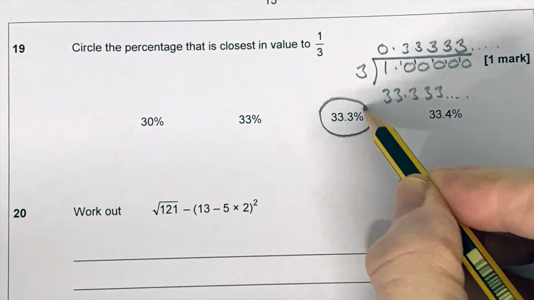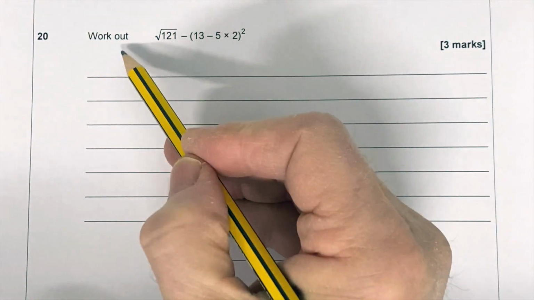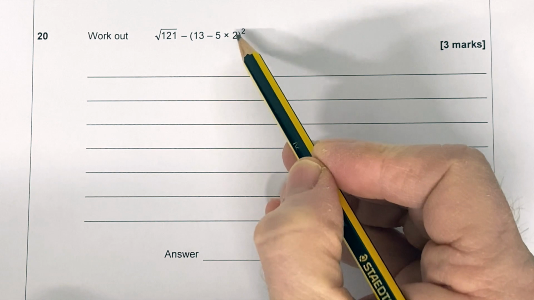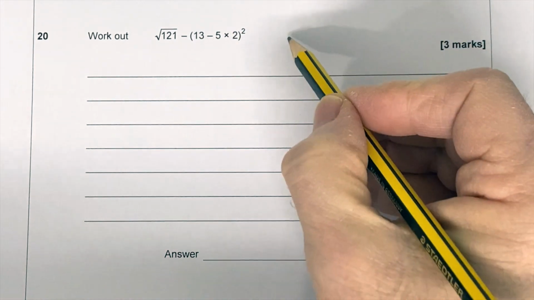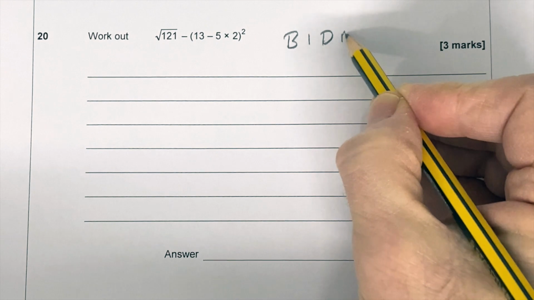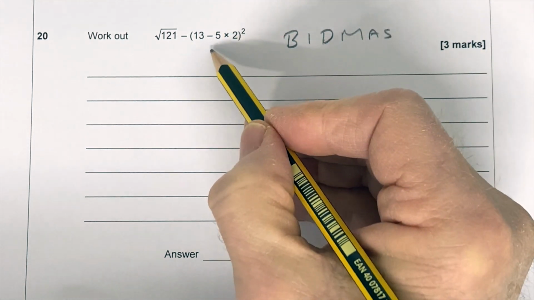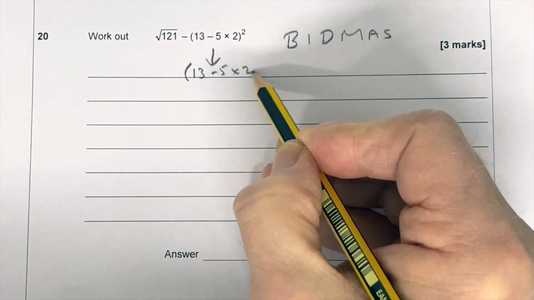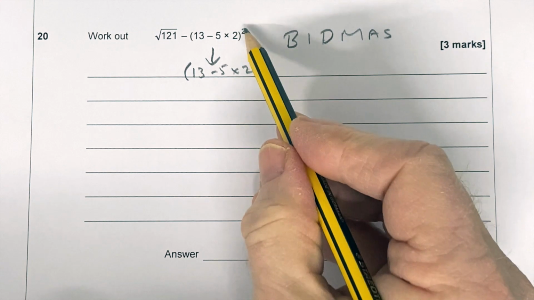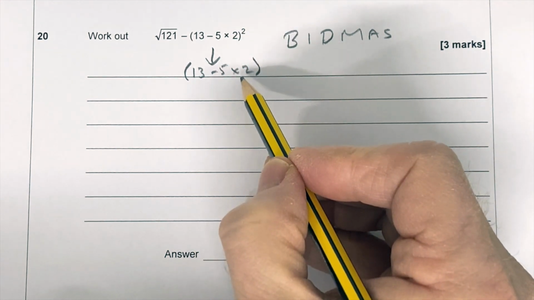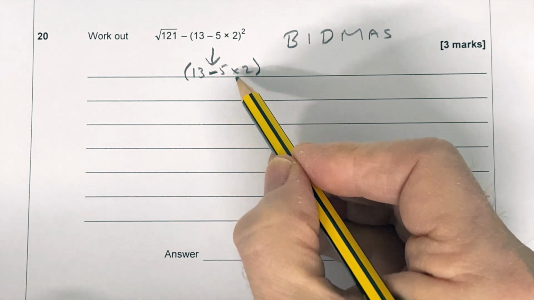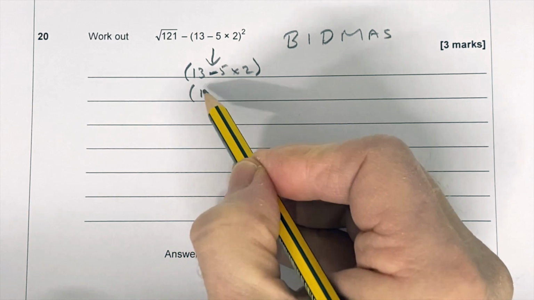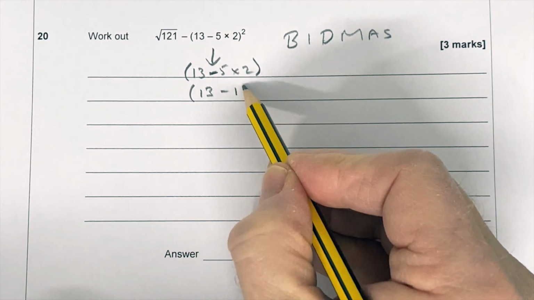Well, there it is. Question 20. Work out square root of 121 minus, this part is in brackets, 13 minus 5 times 2, and the bracketed part is squared. So remembering BODMAS, we ought to look at the brackets first, so let's do that. So we've got 13 minus 5 times 2. That's the part that's in the brackets. We've got to square it in a minute. Inside the brackets, we've got a subtraction and we've got a multiplication. And multiplication comes before subtraction, so we need to do the multiplication first. So we've got 13 minus 5 times 2, which is 10.